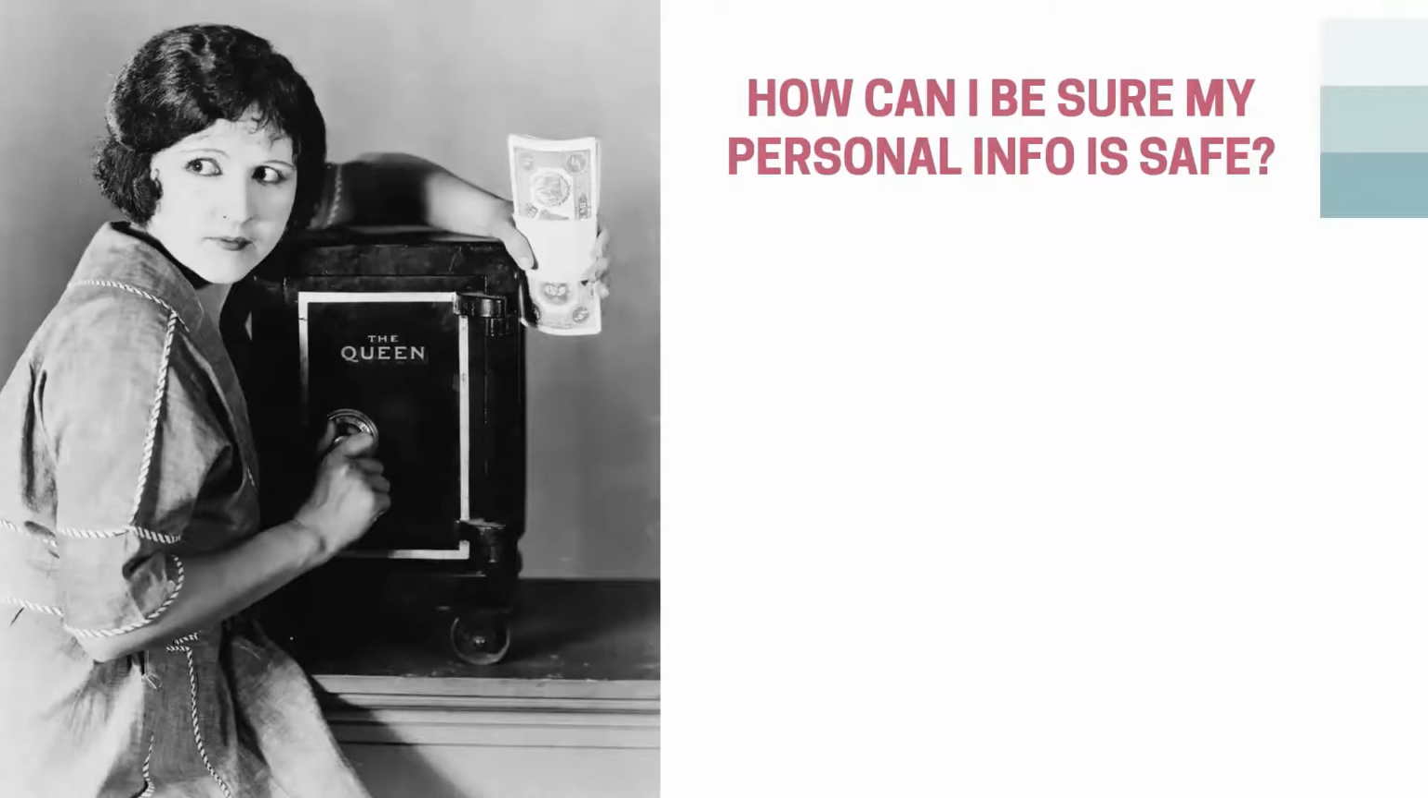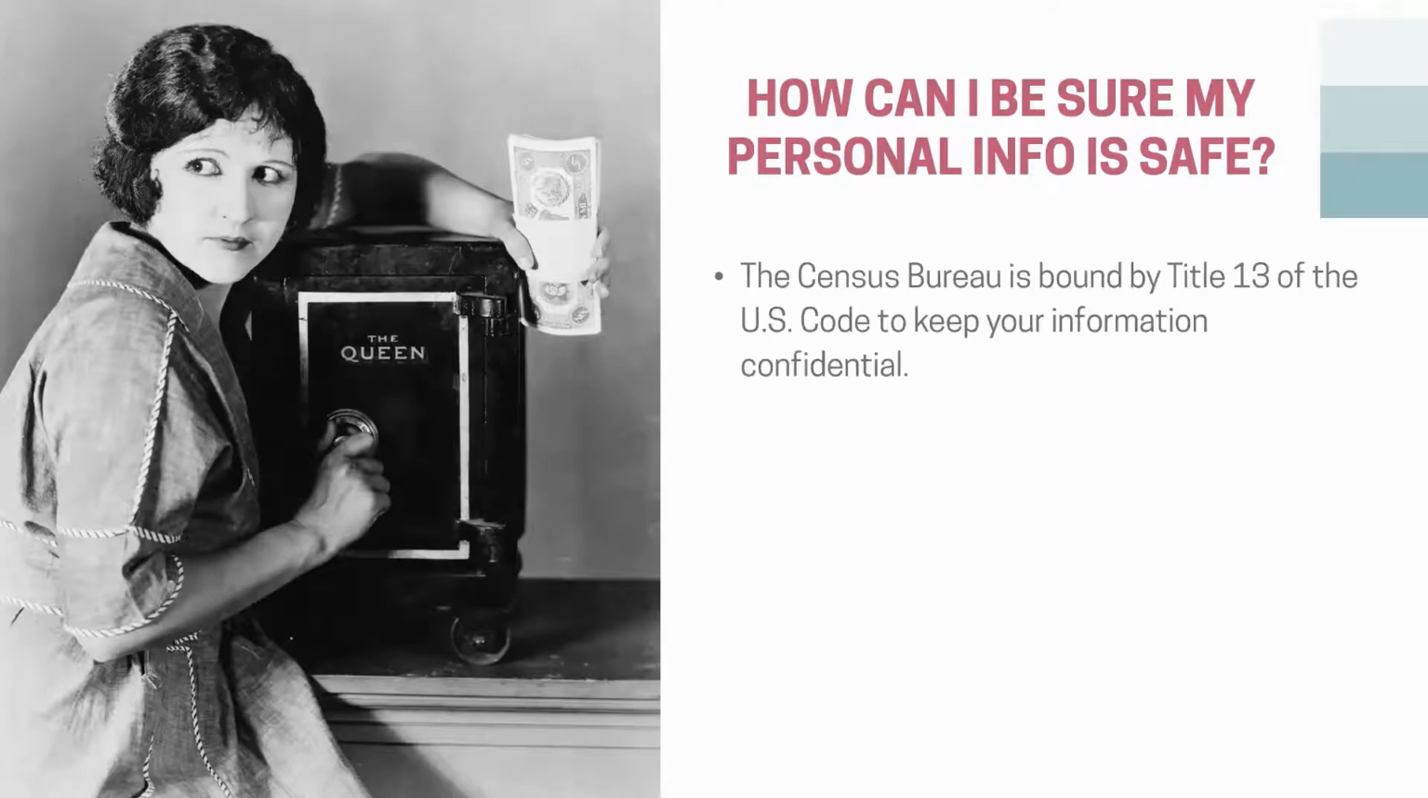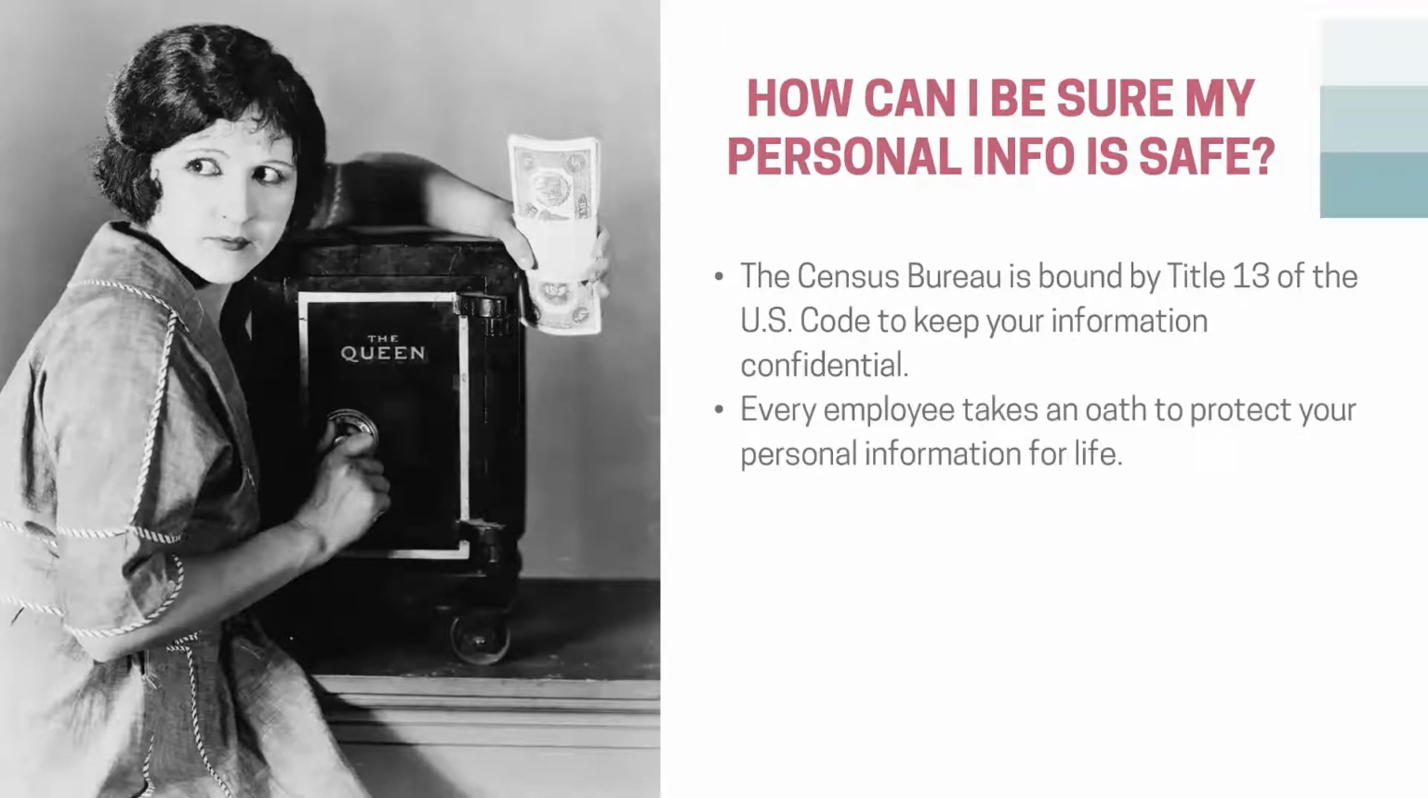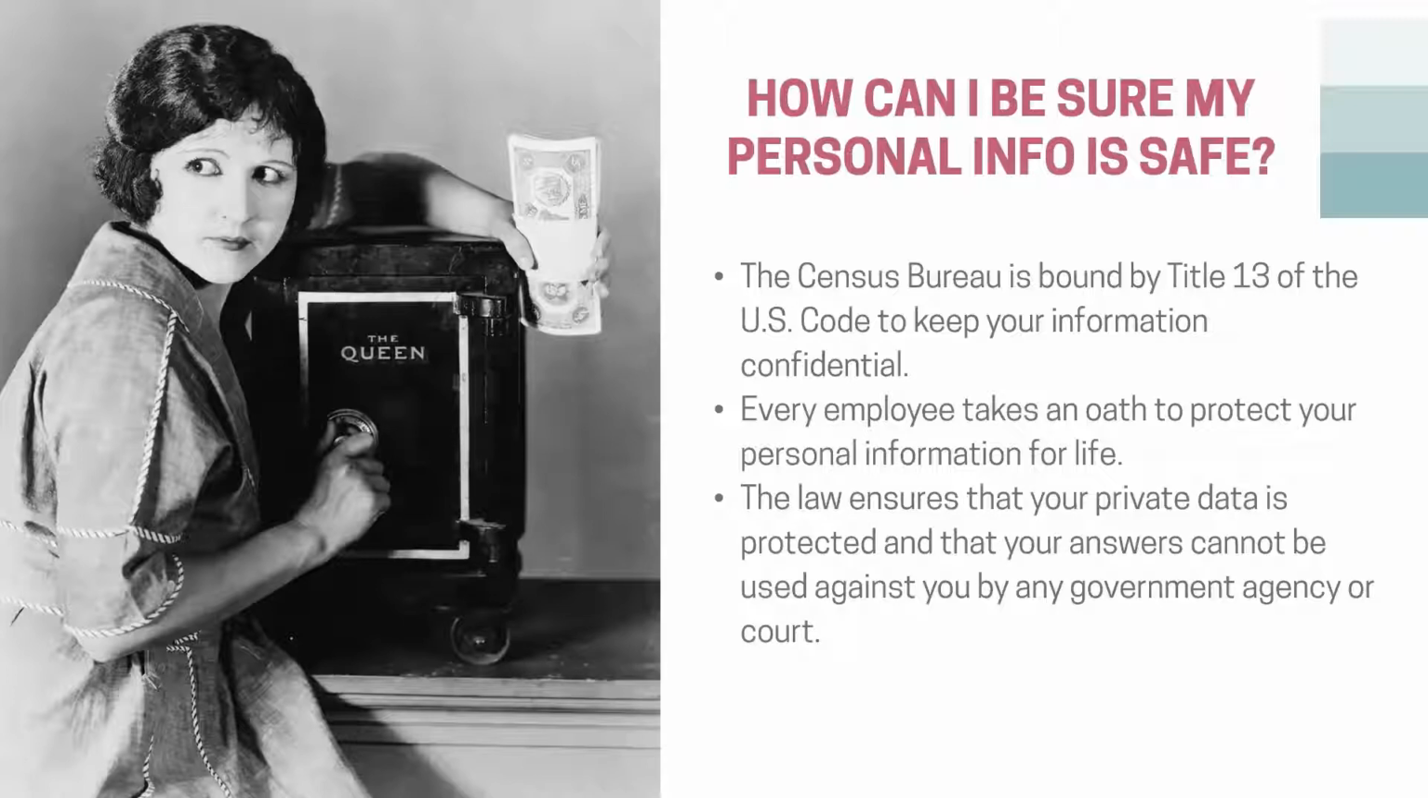So the government is actually bound by law to protect your information. Title 13 of the US Code requires the Census Bureau to keep your information confidential, meaning they cannot share your information with any other person, and every employee takes an oath to protect your personal information for life. The Census Bureau cannot share your information with any government agency, so that means that the law is ensuring that your private data is protected, and your answers cannot be used against you by any government agency or by court.